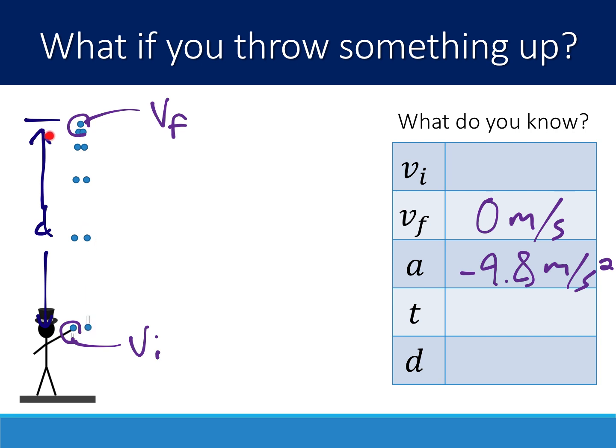It's okay to have a 0 velocity at the top and still be accelerating, because right before it got to 0 and right after, there is a velocity.